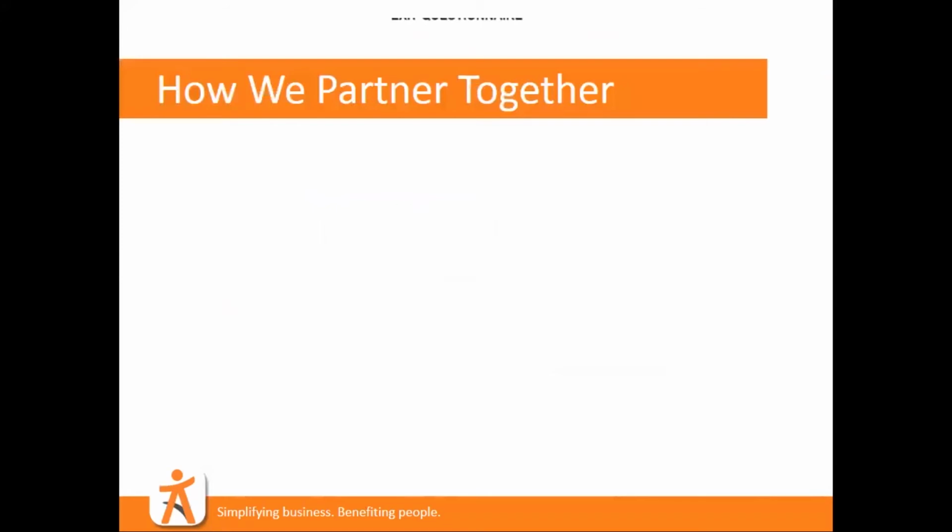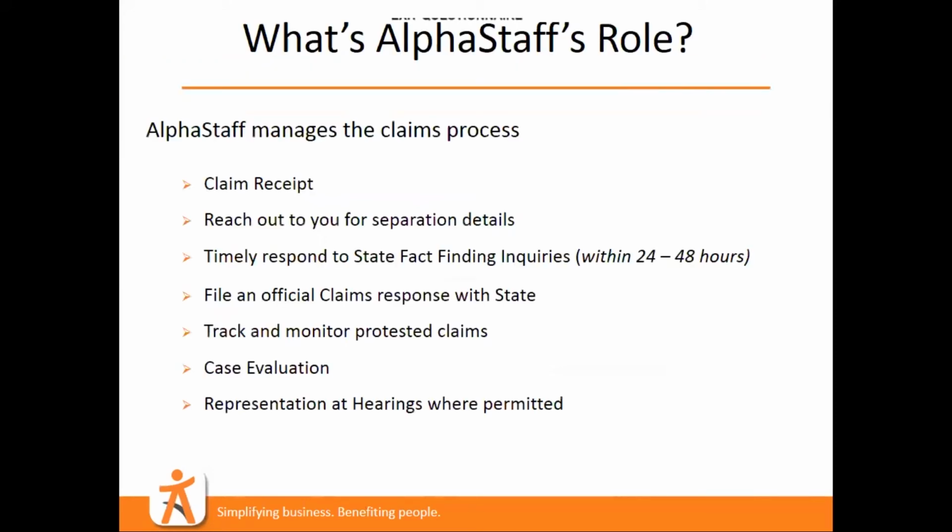So how do we partner together? And it is important that we partner together. We will do our very best to respond to your unemployment claim, but we can only respond as good as the information that you provide. When a claim comes in, we will reach out to you for separation details. Please, please, please, because the state only gives us sometimes 24 to 48 hours to send in really detailed information.